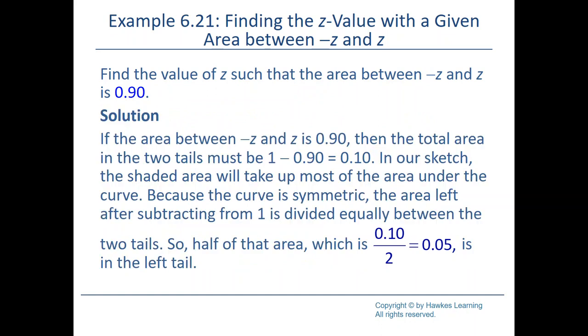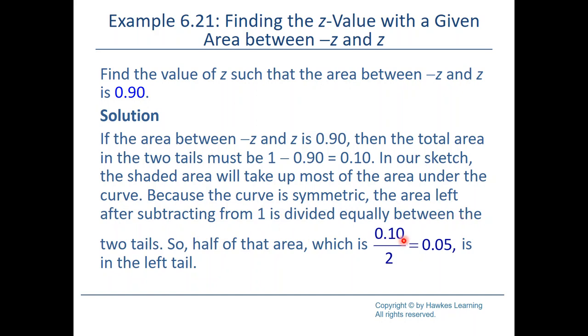So the first thing I want to do is, because it's 0.9 here, I'm going to say 1 minus 0.9, which is going to give me 0.10. So in our sketch, our shaded area is going to be the 0.9, which is going to be in the middle. And again, the curve is symmetric, so the area to the left and the right is going to be subtracted from 1. It has to be divided equally.